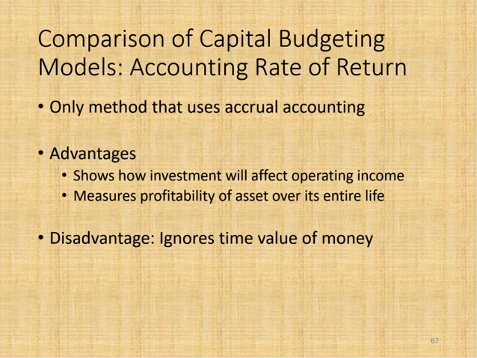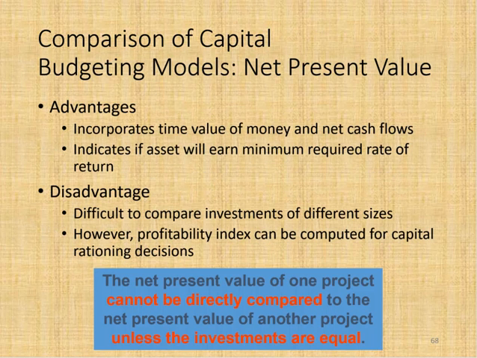The capital budgeting model of accounting rate of return is the only method that uses accrual accounting, and it shows us how the investment will affect operating income. So it's a measure of profitability of an asset over its entire life, but it also ignores the time value of money.